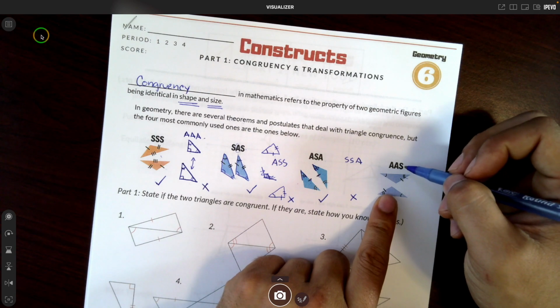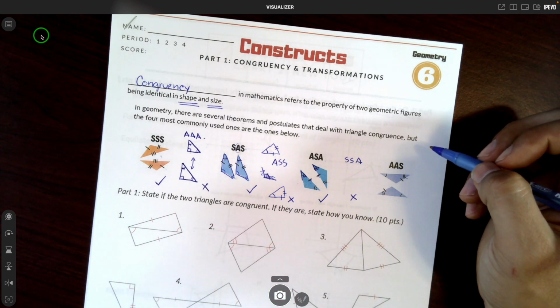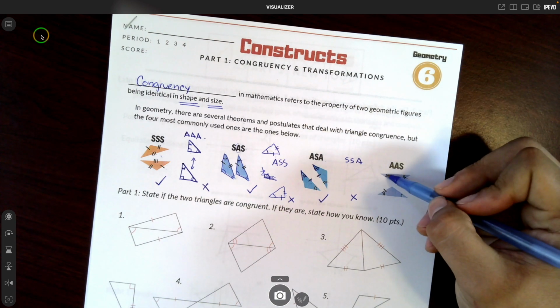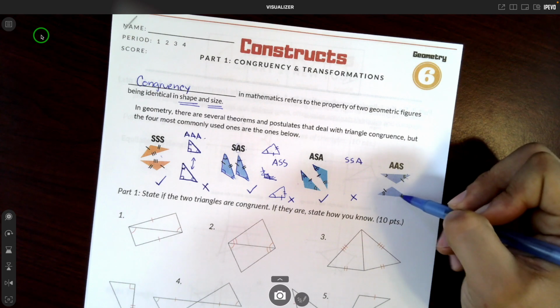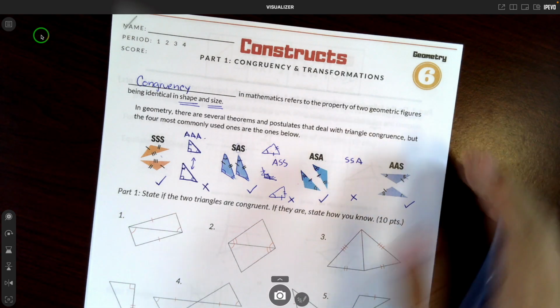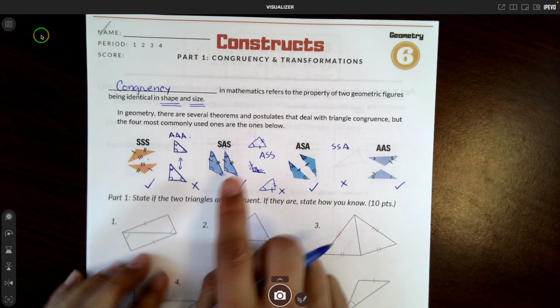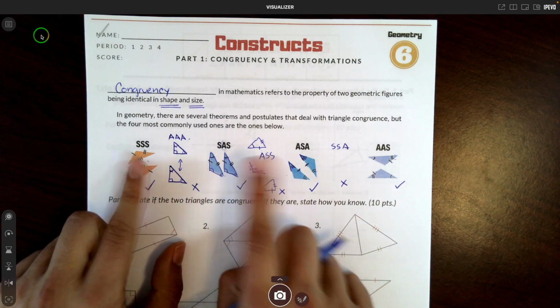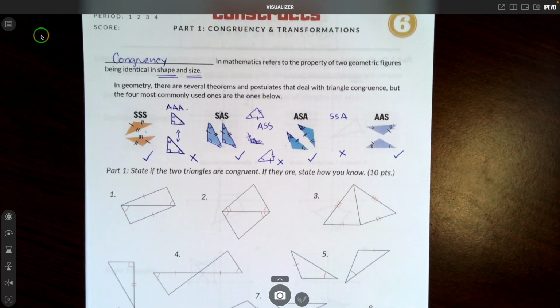Now what about angle, angle, side? So if you have one angle and then another angle and then a side, angle, angle, side, then this one works, okay? So I hope I did a good job explaining the theorems. These four are the only ones that work, okay? So let's take a look at the first example.